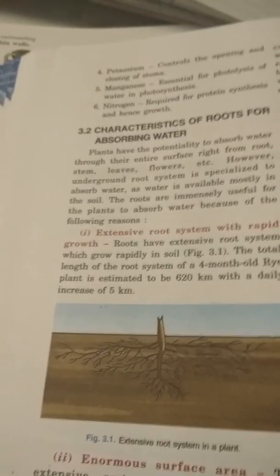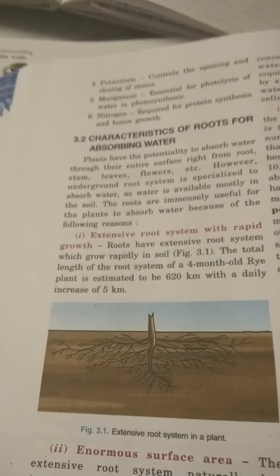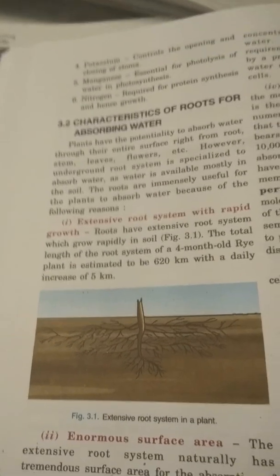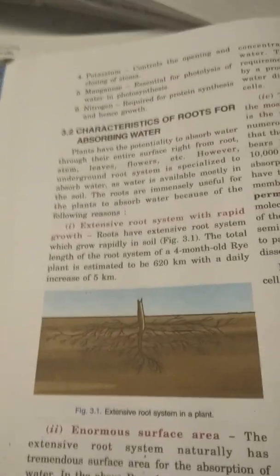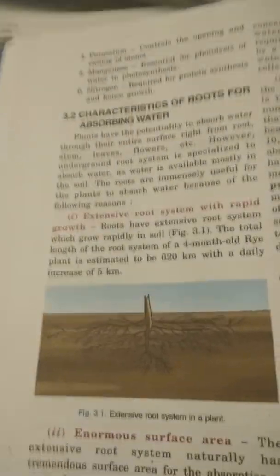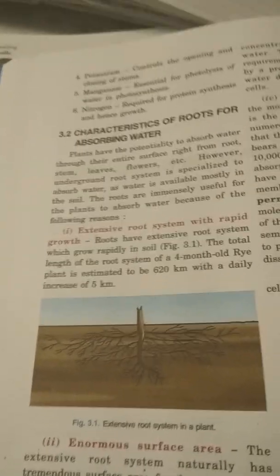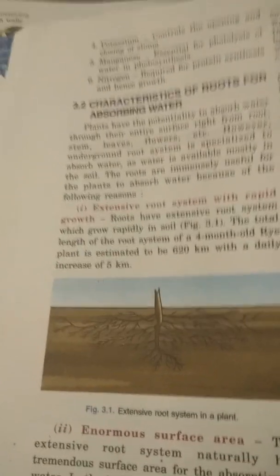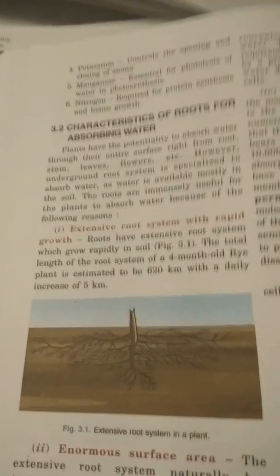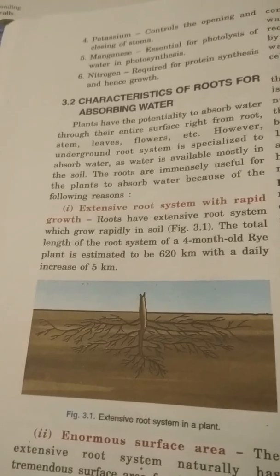So the three main characteristic features of roots for absorbing water are: roots should have a huge surface area, their root hair cells should have a higher concentration than that of the soil water, and the root hairs have thin walls. These three characteristic features in detail I will explain to you tomorrow.